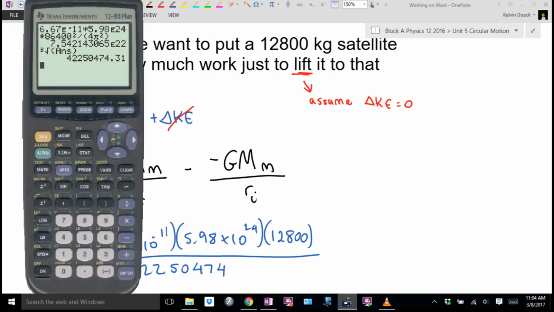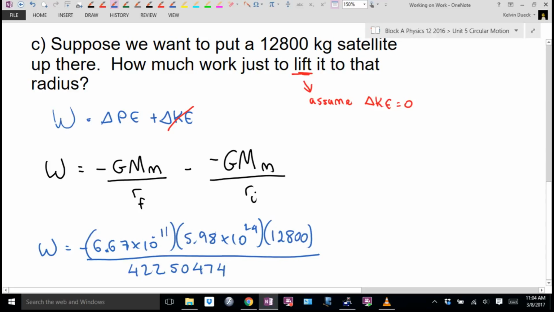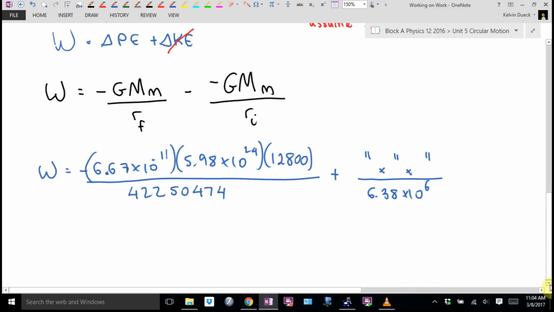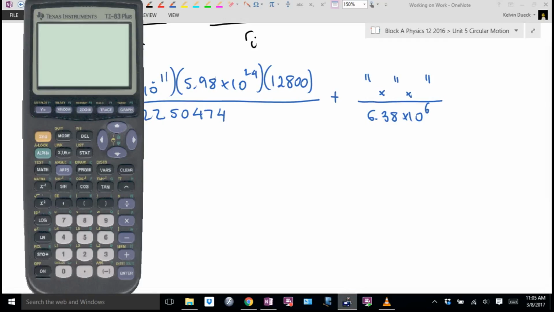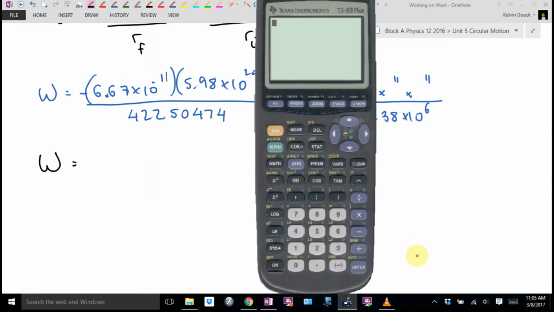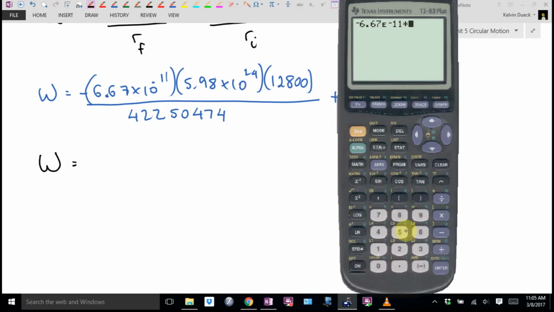I'm going to use my answer button. James, what's a minus minus the same as? So plus, and then James, I'm going to go ditto mark, same number, times ditto mark, same number, times ditto mark, same number. Divided by 6.38 times 10 to the 6th. Okay. Negative 6.67 times 10 to the negative 11 times 5.98 times 10 to the 24th times 12,800 divided by answer button. Let me make sure I type this in very carefully, otherwise I can't use my answer button again. I don't see any typos.